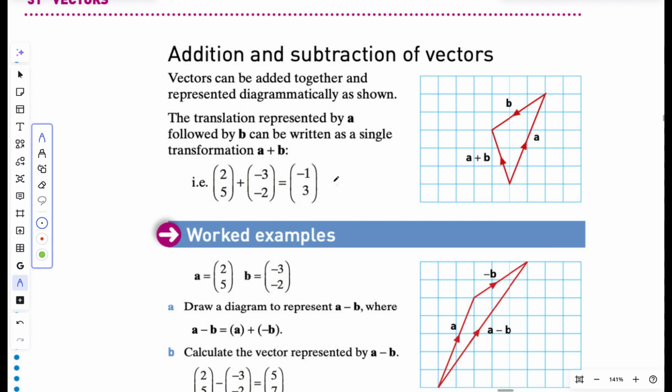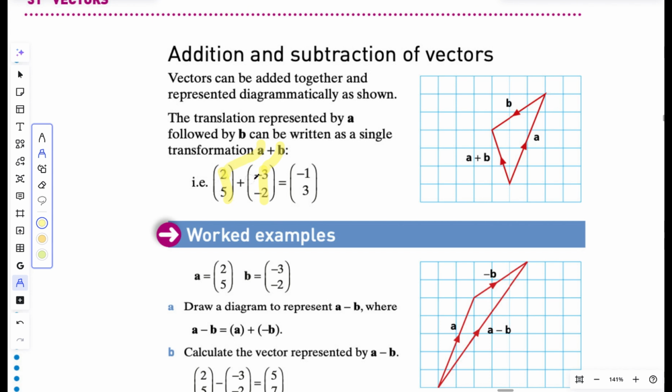Okay, now a translation is always represented by letters, maybe A and B. Now if you have vector A defined, they've given us vector A. Let's take a look at it. The vector is 2, 5. They did it with vector A, and this is vector B. This one is B, and this one is A.